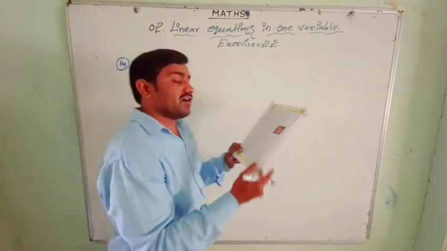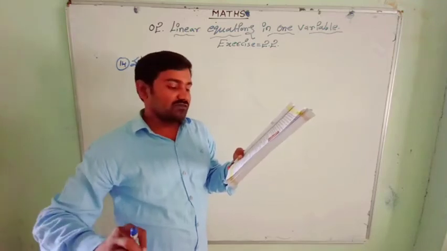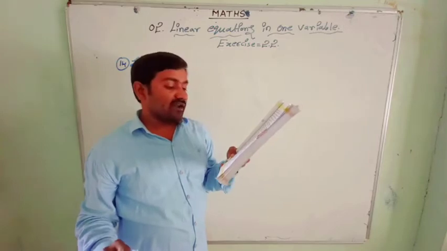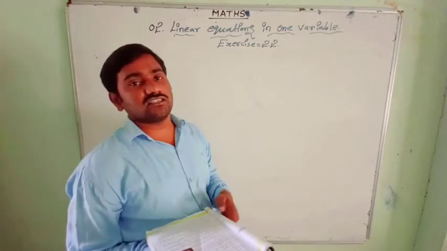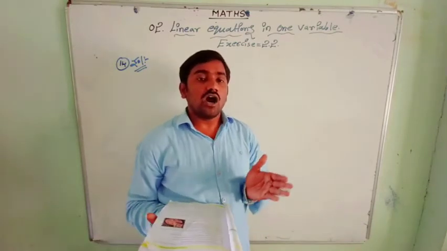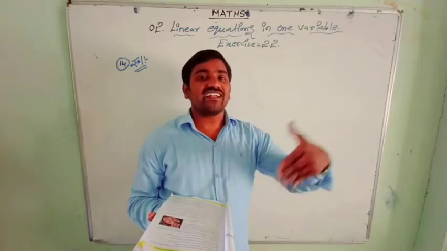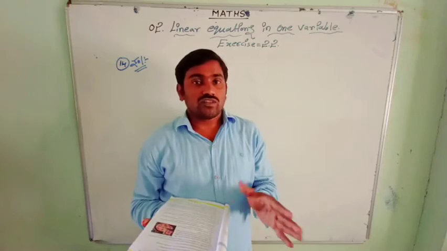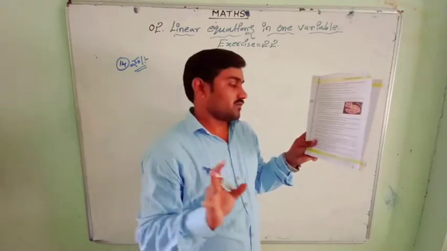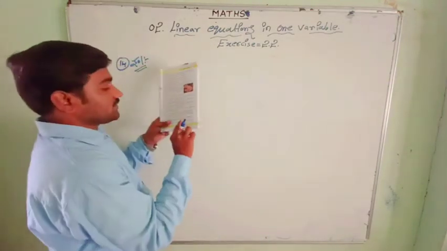A sum of rupees 500 in the form of denominations of rupees 5 and rupees 10. The total number of notes is 90. Find the number of notes in each denomination. Denomination means, while going to the bank, they ask us to write the denominations, that is how many 100 rupee notes, how many 10 rupee notes, how many 50 rupee notes there are. If you write in that way, they can understand by counting. So here the total amount is 500 rupees.